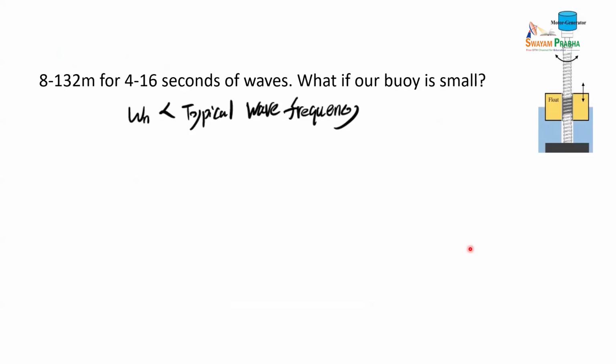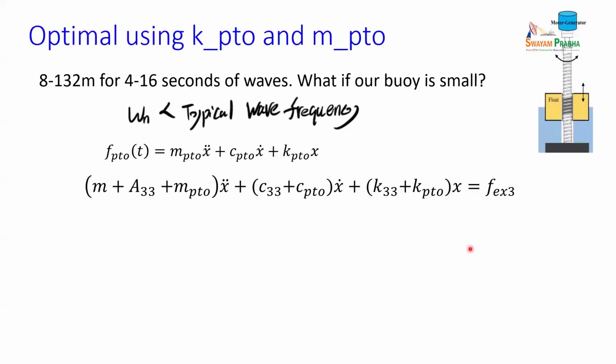Typically what happens is the buoy size is small. If the buoy size is small, then the wave frequency is small. Okay, let's see what we can do, right? And as we say, wow, it's really hard to achieve such kind of resonance frequency.